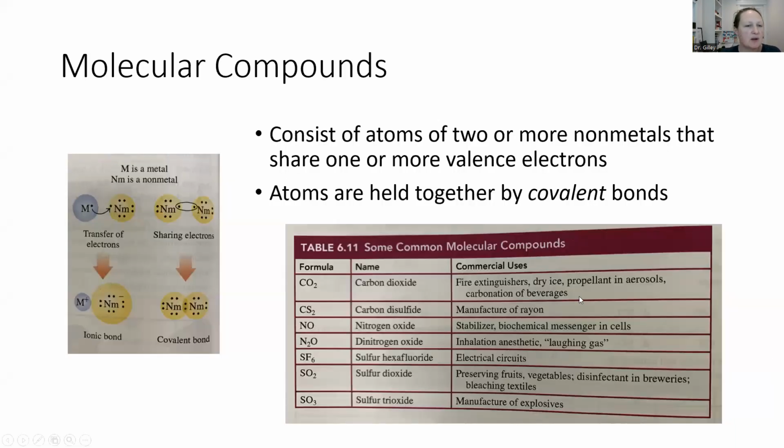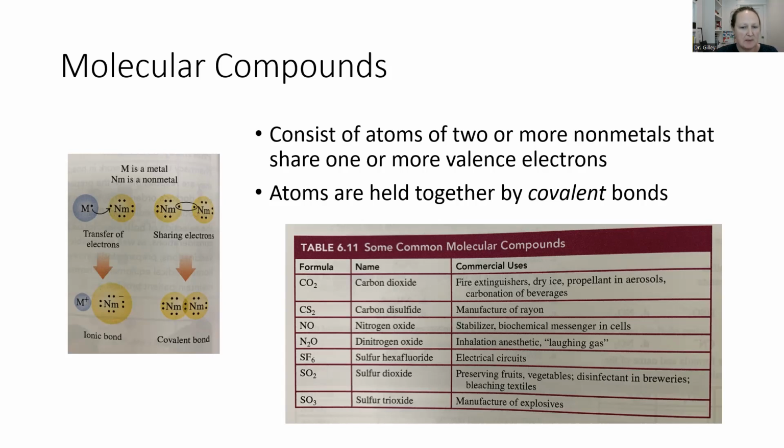Okay, so looking back at this picture here, now we're over here to the right where we're looking at 2 nonmetals that can also form bonds. But neither nonmetal is really inclined to give up its electron to the other nonmetal. So instead of the formal transfer of electrons, when nonmetals bond, they tend to just share their electrons. And we call this sharing the formation of a covalent bond.